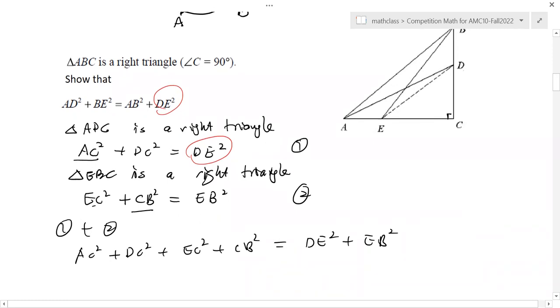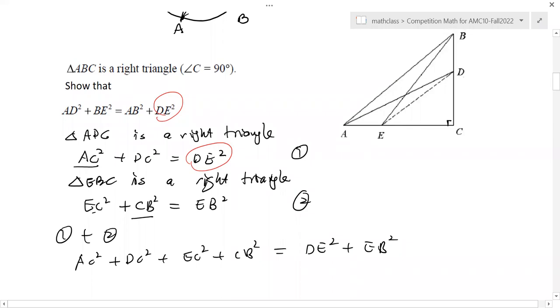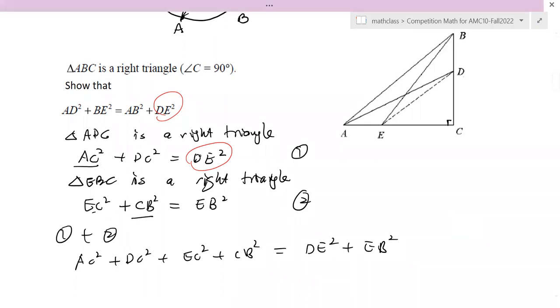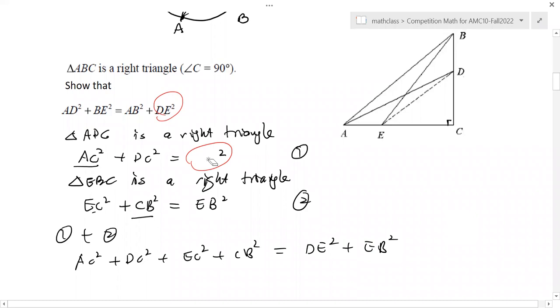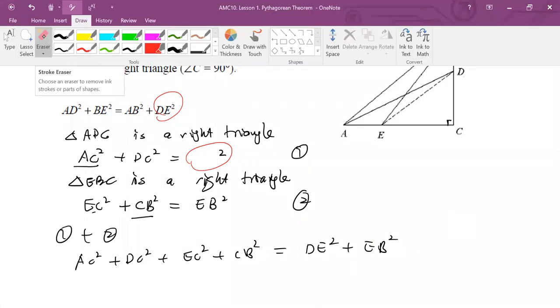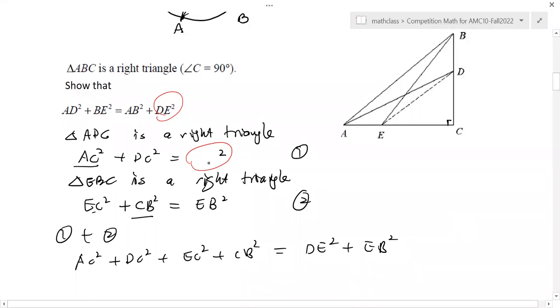So then you will get, let me double check. AC plus DC equals AD, not D, I'm sorry. It's not AC, so that should be DC. AD. That was my mistake, so AD.